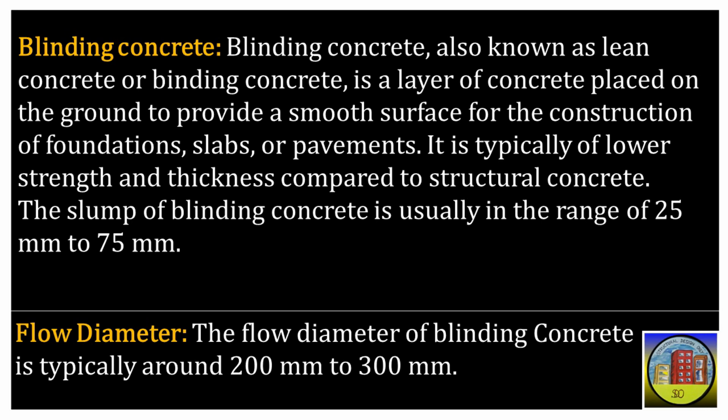Blinding concrete. Now the question is, what is blinding concrete? Blinding concrete, also known as lean concrete or binding concrete, is a layer of concrete placed on the ground to provide a smooth surface for the construction of foundations, slabs, or pavements. It is typically of lower strength and thickness compared to structural concrete. The slump of blinding concrete is usually in the range of 25 mm to 75 mm. The flow diameter of blinding concrete is typically around 200 mm to 300 mm.